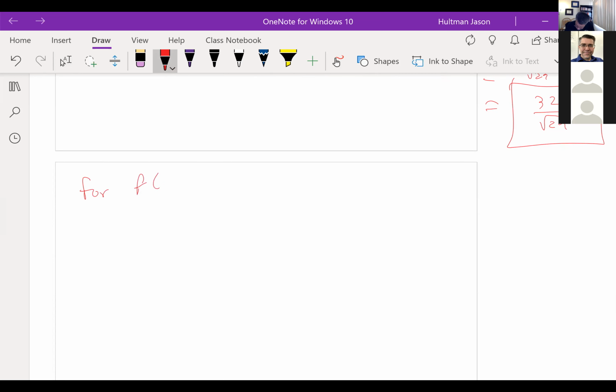For f of x, y, z, and u of a, b, c. So now say that we have 3 variables instead of 2. This is a 4-dimensional function, and u is a 3-dimensional unit vector.